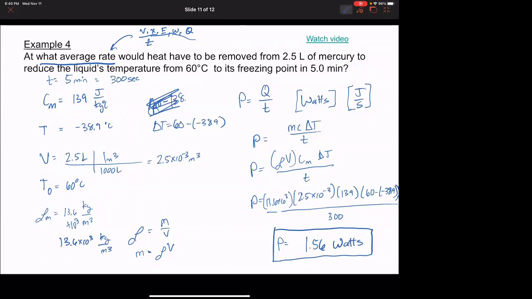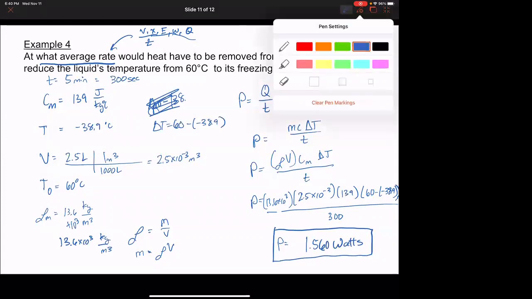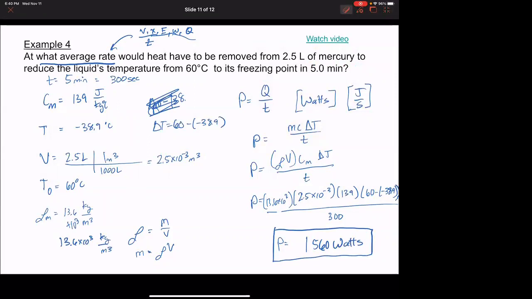I got to redo my math here. It comes out to be, then we'll just move it 3 decimal places, 1560 watts, right? There we go. That looks better. I thought that answer looked a little screwy. I screwed up this temperature too, jamming it in here.